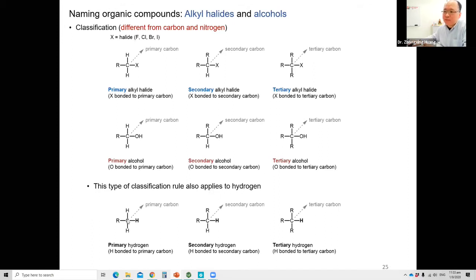This type of classification also applies to hydrogen. So if you have a primary carbon, you have a primary hydrogen. If you have secondary, you have secondary, right? It's quite simple to understand.